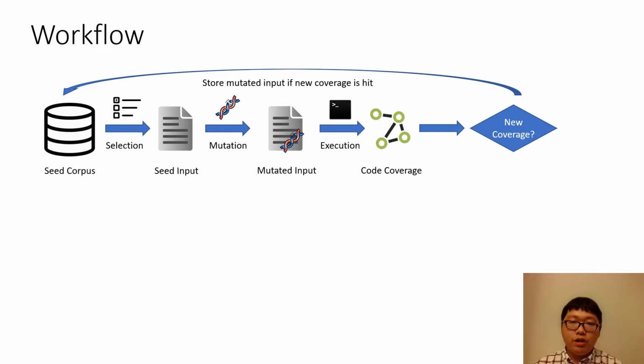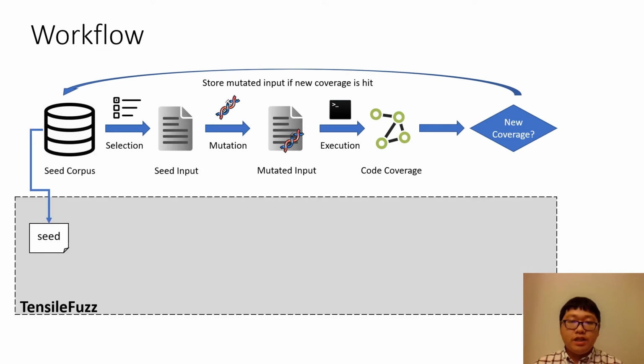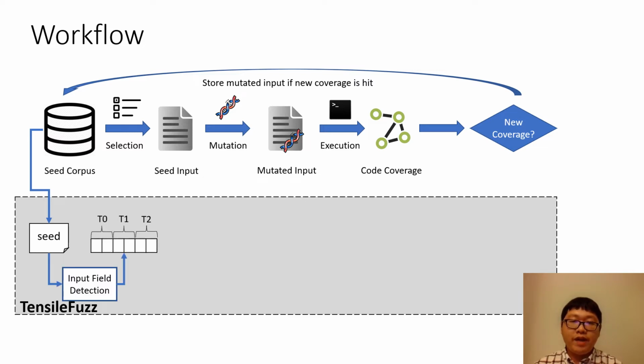Here is the workflow of TensileFuzz. It is built on top of AFL. For a seed selected from the AFL seed corpus, firstly, TensileFuzz groups consecutive bytes whose mutation affects the same set of predicates into an input field.